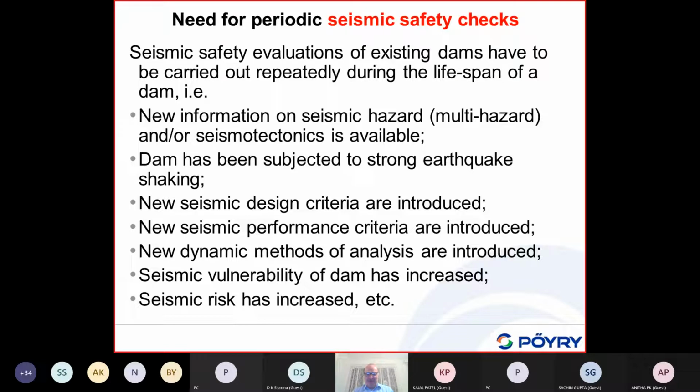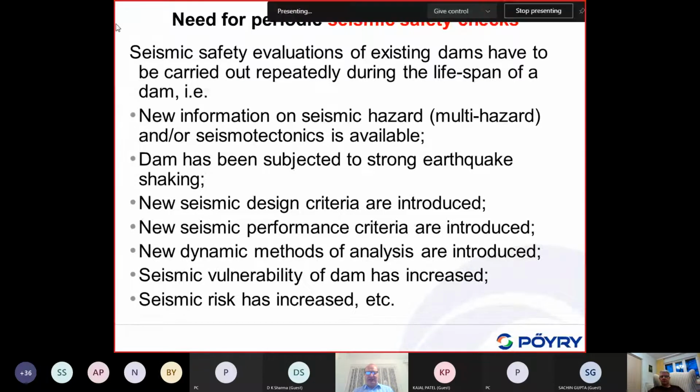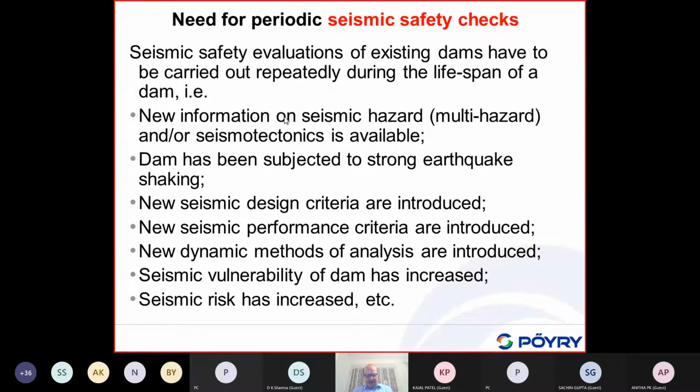We only have to do it if we have changes which may have an important impact. So, for example, for climate change, we do not have to update every 2 years or 5 years. We may update only once in 20 or 30 years, once we have more data available. So in the case of seismic safety assessment, we should do it if new information is available on the seismic hazard.